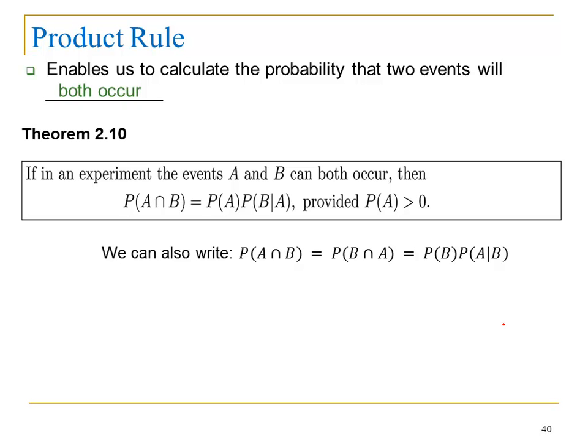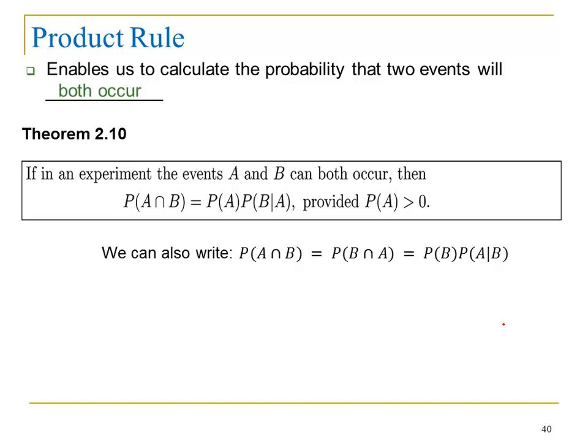So if in an experiment the events A and B can both occur, then the probability of the intersection is given by the probability of one of the events times the conditional probability of the other. We can also write the intersection of A and B as the intersection of B and A. It's going to be the same. The only thing that is going to be different is the order of the events in your expression. So that's the product rule.